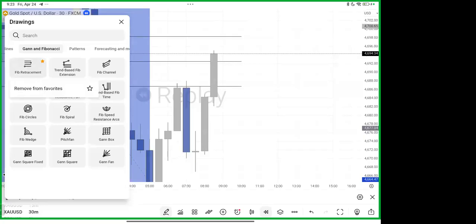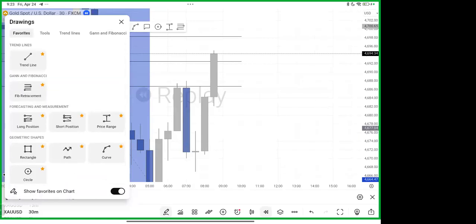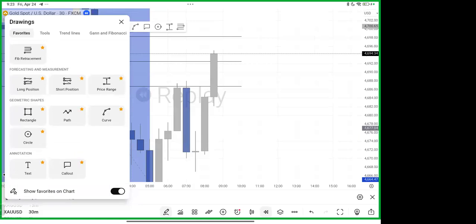Once you long press like this, it will show you remove from favorite. Okay, let me remove. So once you long press, it will show you add to favorite, and you add to favorite. So now you don't need to go through the stress of going for Gann and Fibonacci anytime you want to mark it. You can just go to your favorite. As you can see, these are my favorite here.